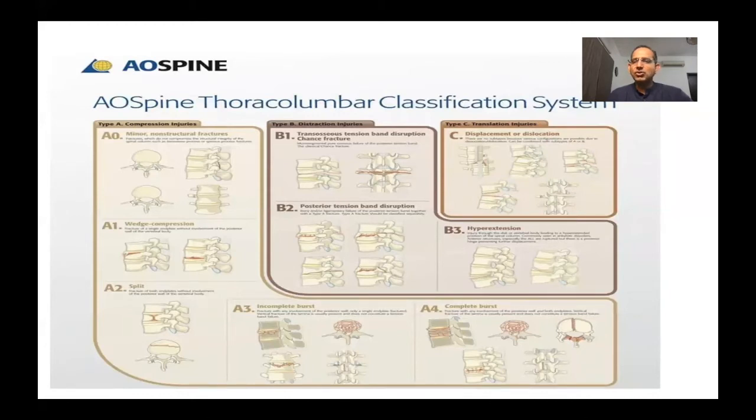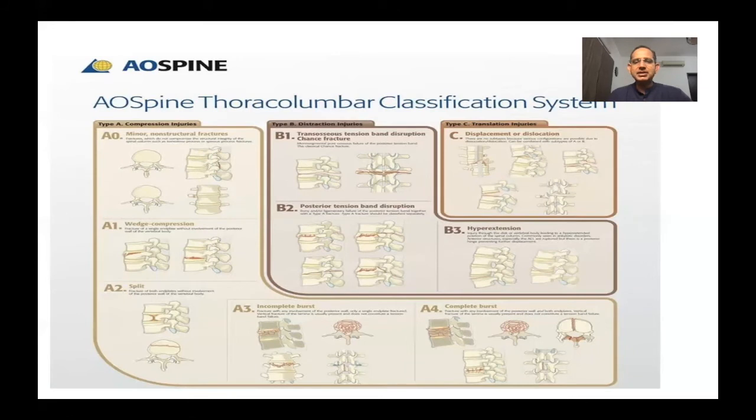A0 is minor or non-structural fractures, especially those involving the spinous process or the transverse process. A1 is a wedge compression fracture involving either the superior or the inferior end plate. A2 is a split fracture involving both the superior and the inferior end plates, but without involvement of the posterior cortex. A3 is an incomplete burst where either the superior or inferior end plate with involvement of the posterior cortex is present. And A4 is where all three are involved, in the sense that there is superior end plate, inferior end plate, and posterior cortex involvement.